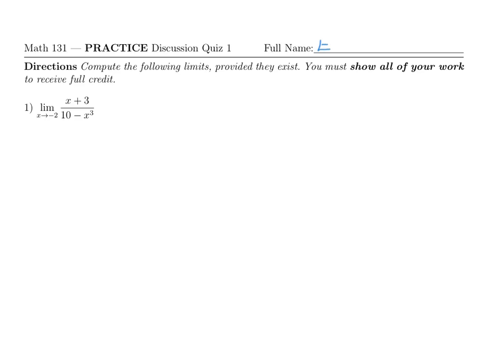Let's go over a few problems for this week's discussion quiz. For 1, we'd like to solve this limit, the limit as x approaches -2 of (x plus 3) divided by (10 minus x cubed). We can use direct substitution because this is a rational function, so we can just put -2 in place of all of the x's.